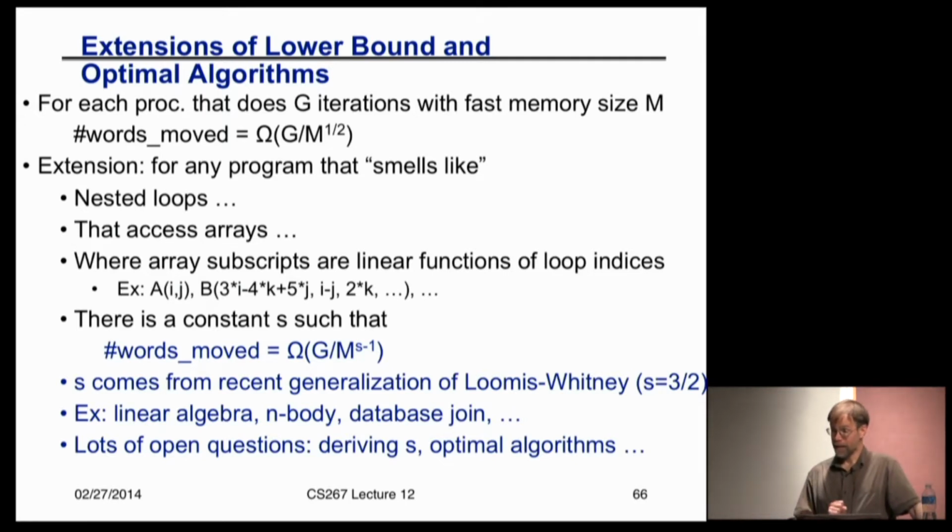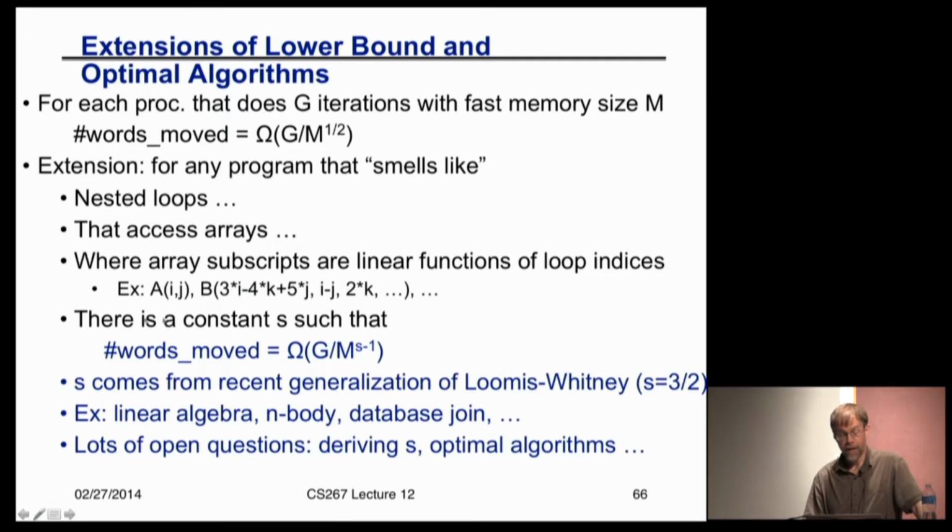So here's how the extension works. So it works for any program that sort of smells like nested loops. You don't have to have just 3. You can have as many nested loops as you want. You have to access arrays. Arrays are the interesting things. I want to count how many reads and writes of arrays there are. You can have arbitrary numbers of subscripts. And they can be any linear functions of the array indices that you want. So you can have arbitrary messy stuff down there. And so that's what your code looks like.